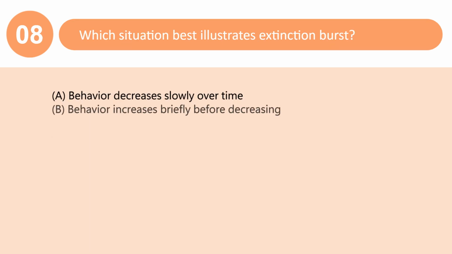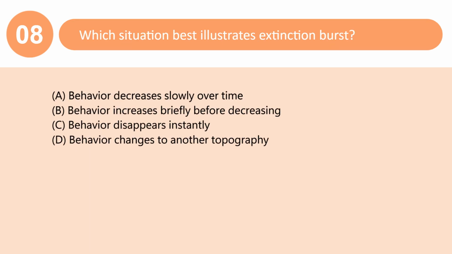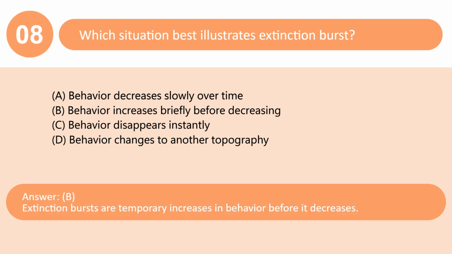Which situation best illustrates extinction burst? A. Behavior decreases slowly over time. B. Behavior increases briefly before decreasing. C. Behavior disappears instantly. D. Behavior changes to another topography. Answer B. Extinction bursts are temporary increases in behavior before it decreases.